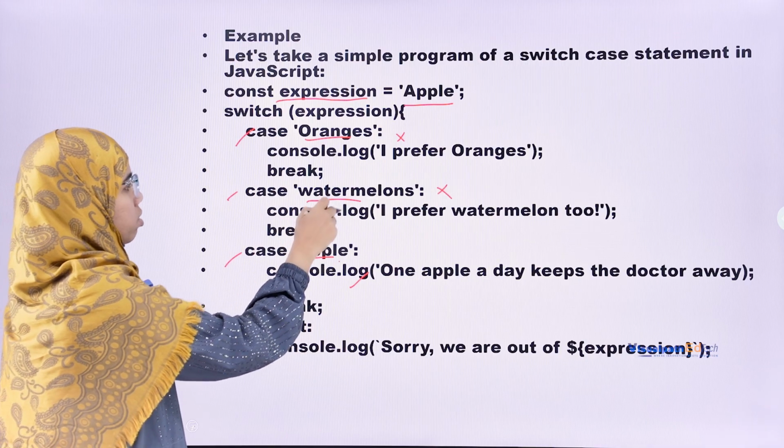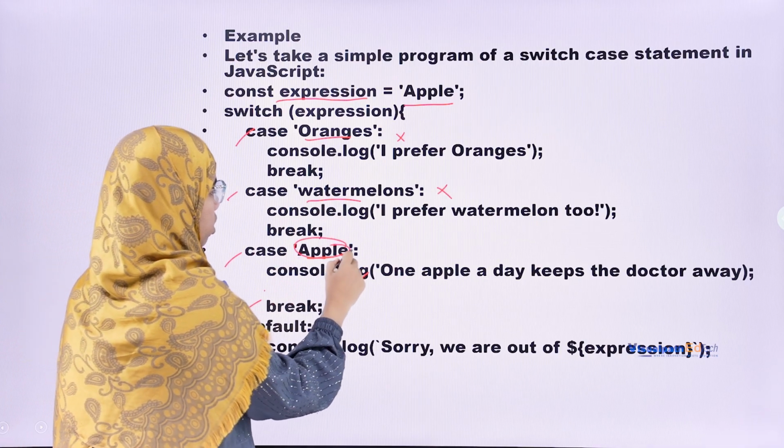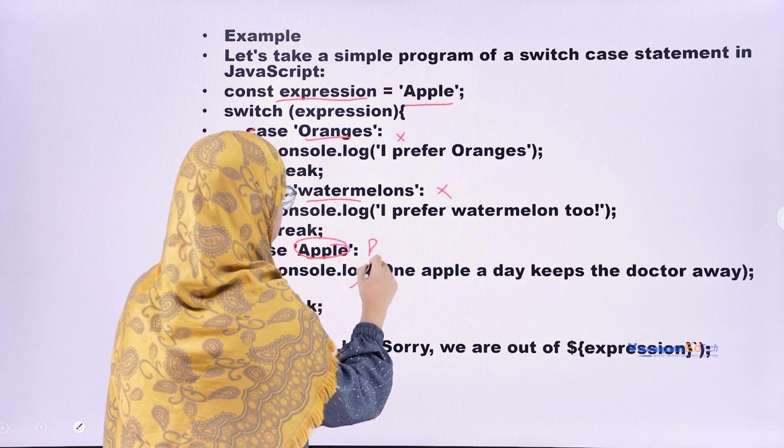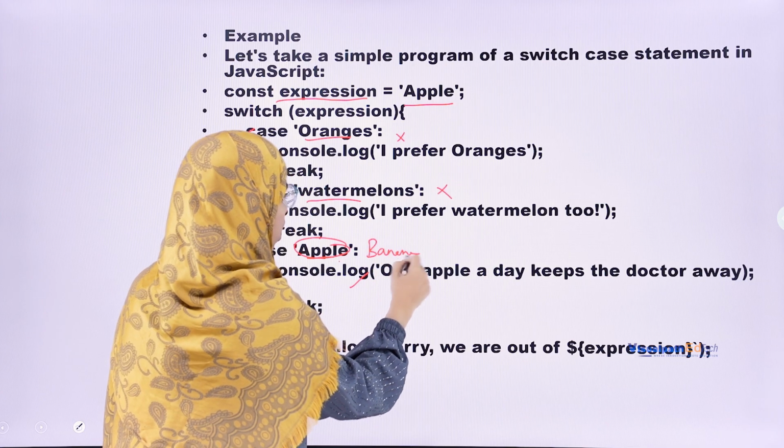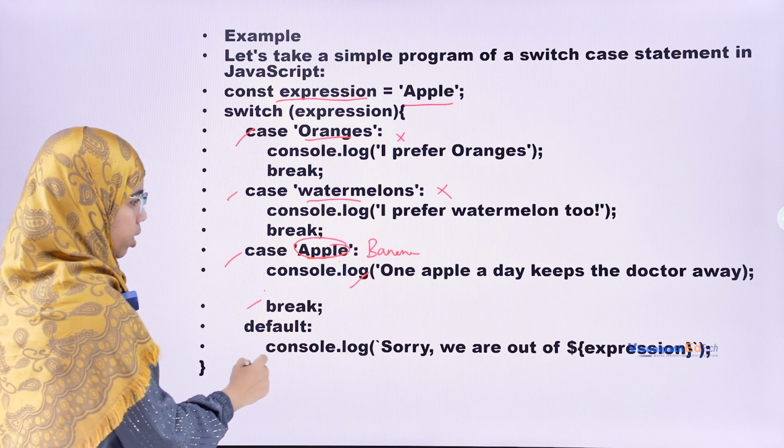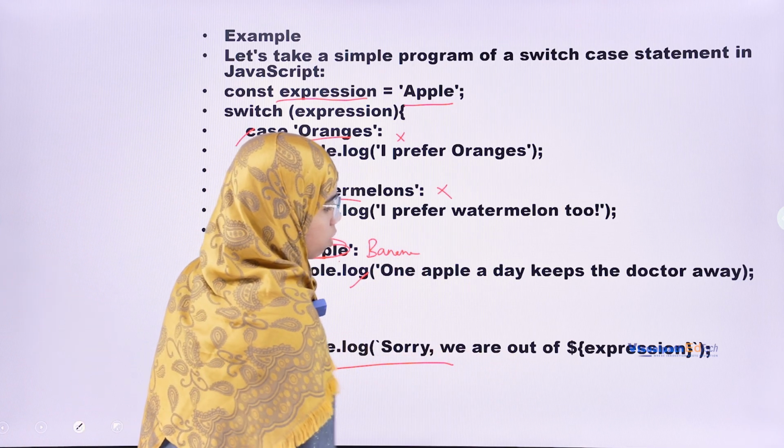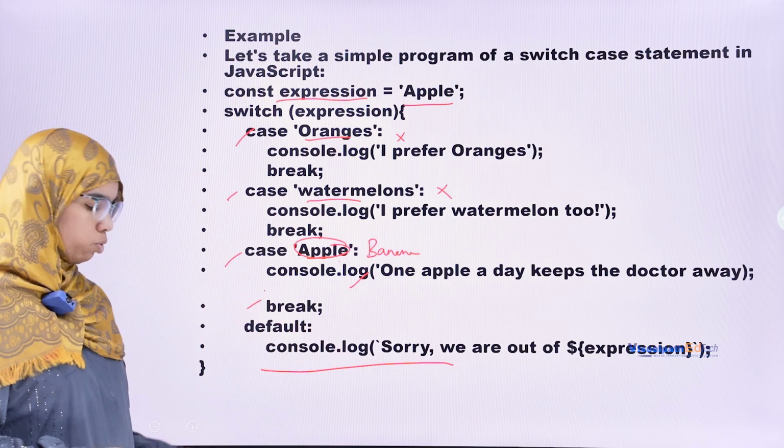Imagine that there is no case with respect to apple, and think that it is a banana. In that case, none of the cases will be executed, and "sorry, we are out of" the expressions will be displayed to you.